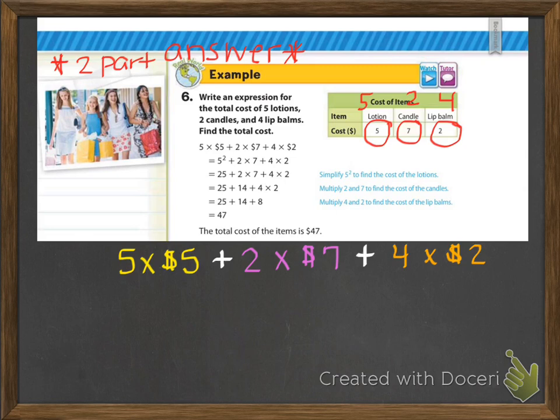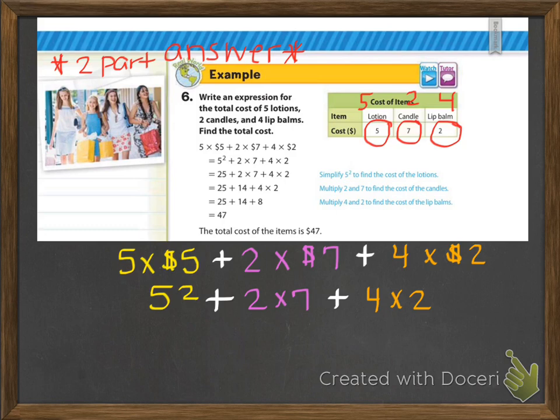So when you look at it, you kind of want to look at these in groups. So the 5 times 5 can actually be written as 5 squared. Then you're going to have plus 2 times 7. And this will often be written in parentheses, but right now we could just have it like this, plus 4 times 2. Whoops, let me get back to orange here. Okay, so this is a nice expression for you.